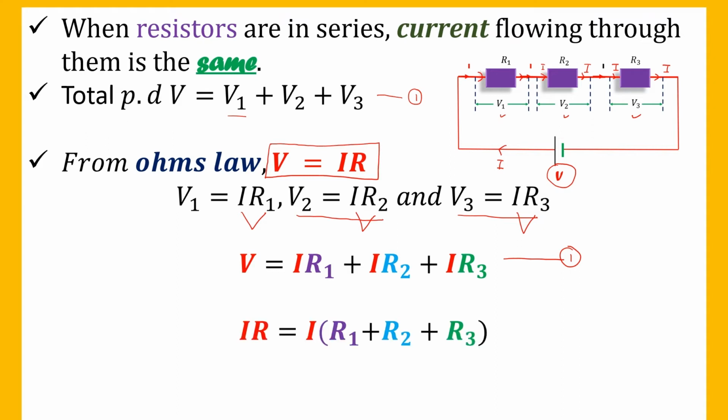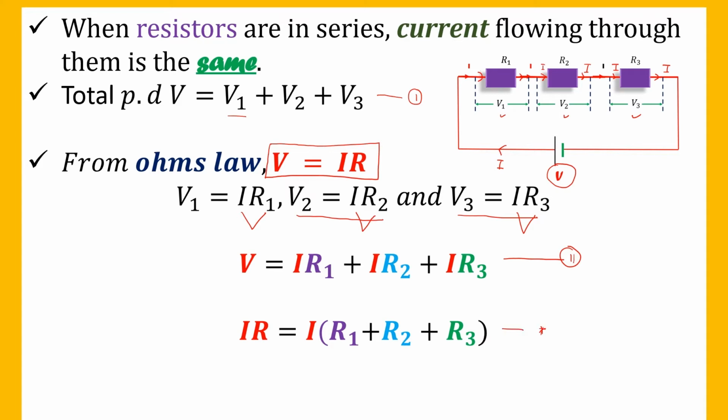Now, from this relationship of Ohm's law, we can see that V is also IR. So we substitute for V and we come up with that expression. Now, from equation 2, we can factorize out I, so we come up with this bracket. Let us call this one equation star.